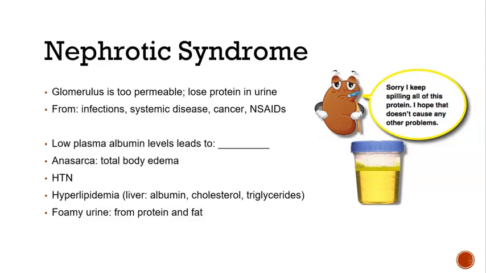Hyperlipidemia is also a complication of nephrotic syndrome because the liver tries to help out the kidneys. The liver creates albumin, so when the liver notices that there are low albumin levels, it can help and create albumin. However, when the liver creates albumin, it also creates cholesterol and triglycerides. So that's where we get the hyperlipidemia from. Foamy urine is also a manifestation, and that comes from the protein and the fat spilling over into the urine.